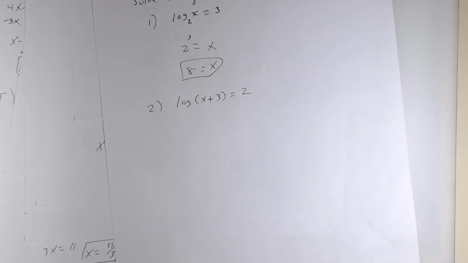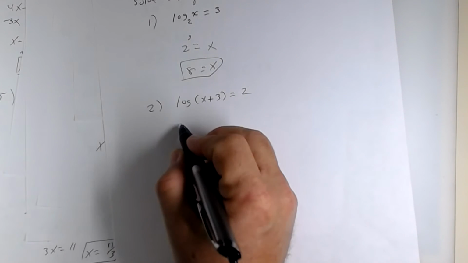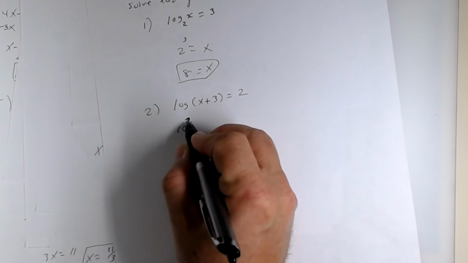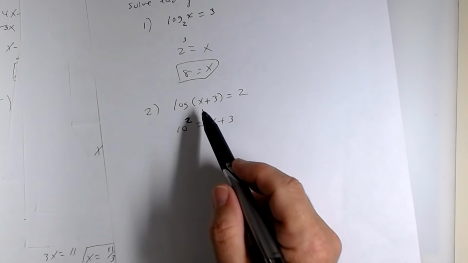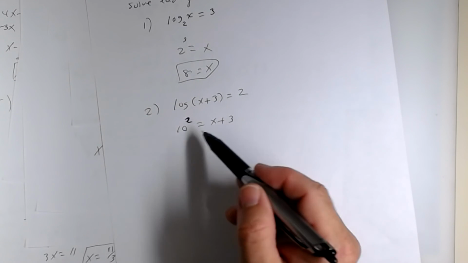Log of x plus 3 equals 2. What kind of equation is this? A log equation. You want to change it to what kind of equation? Exponential. So x plus 3, 10 is the base. Very good. 10 squared equals x plus 3. Very good. And so notice I went from a log equation to what kind of equation is this?